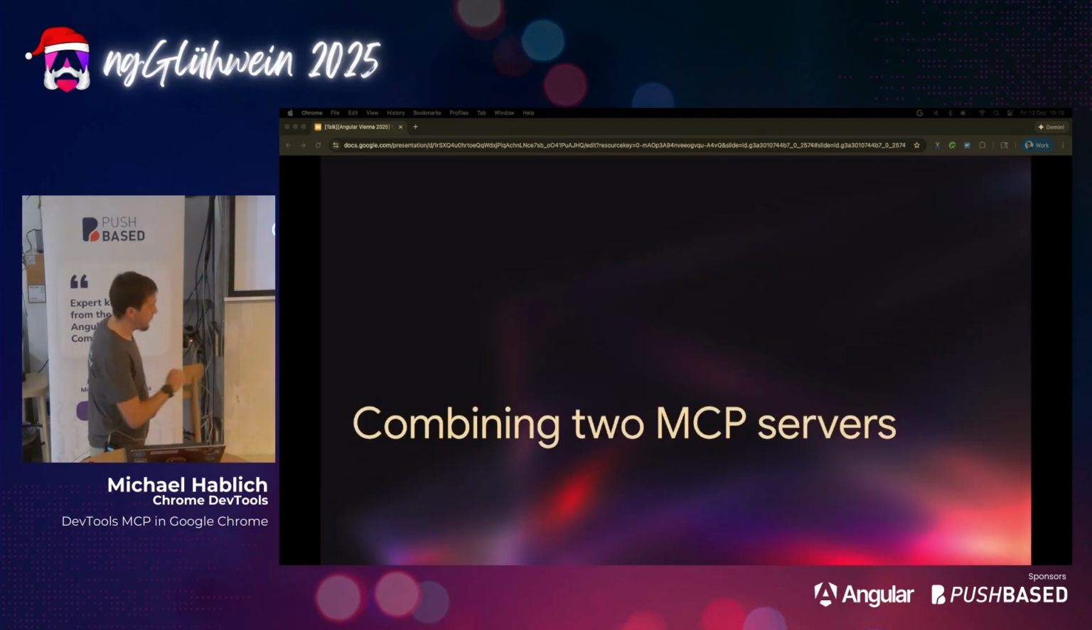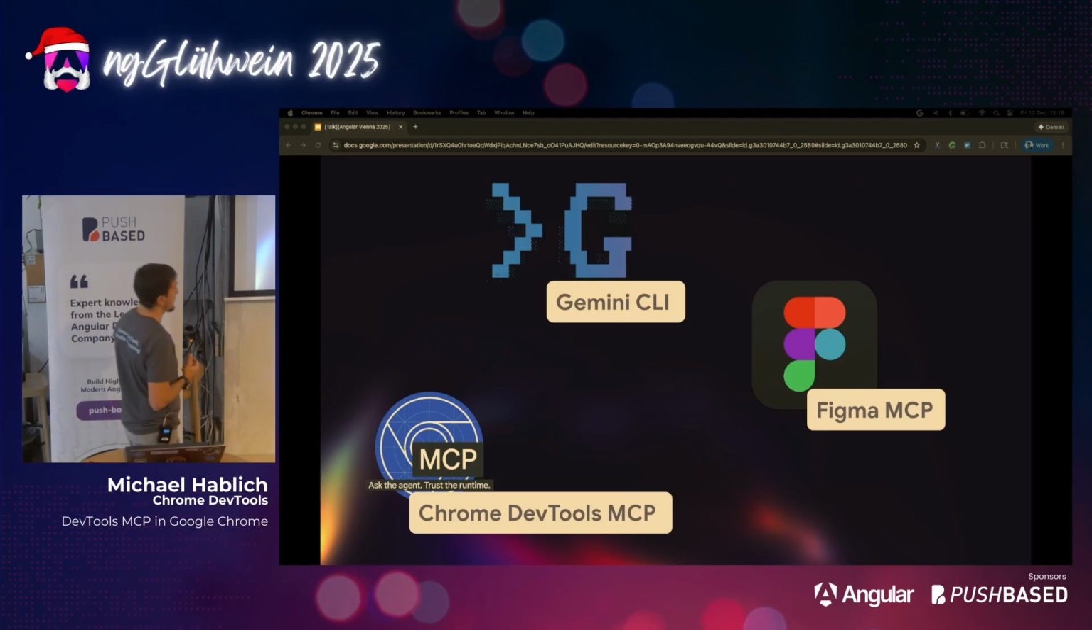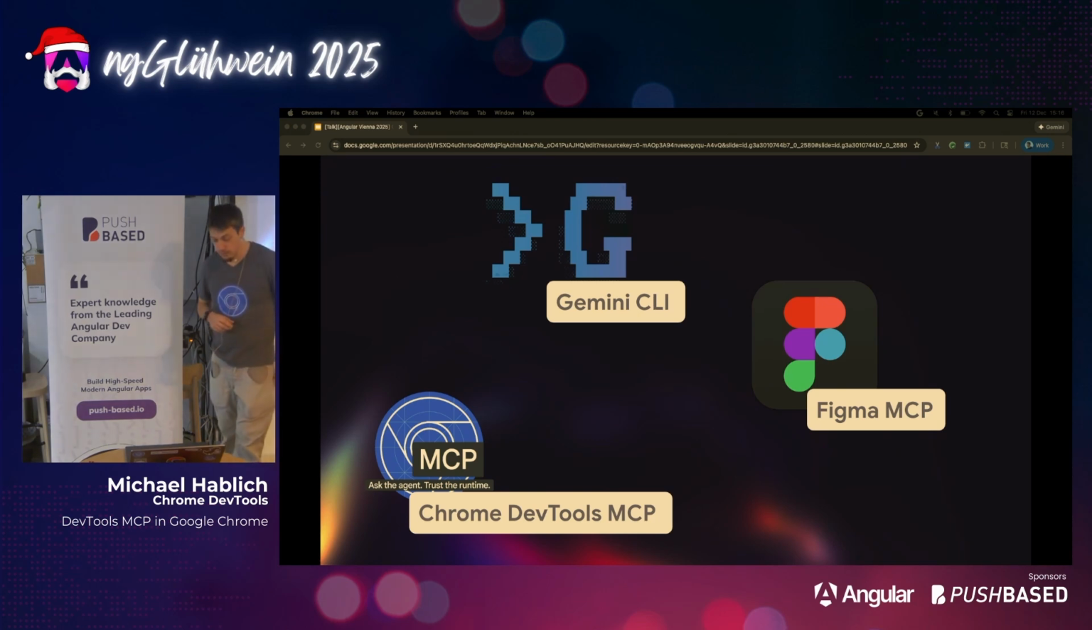Right. The real power comes when you start chaining MCP servers together, right? So let's look at combining two different MCP servers. Here you have Gemini CLI as the orchestrator, could be anything. Then on the left side you have the Chrome DevTools MCP server that's going to give Gemini CLI the capability to inspect the browser. And on the right side you have the Figma MCP server, and as you might have guessed, the Figma MCP server gives Gemini CLI access to Figma designs.